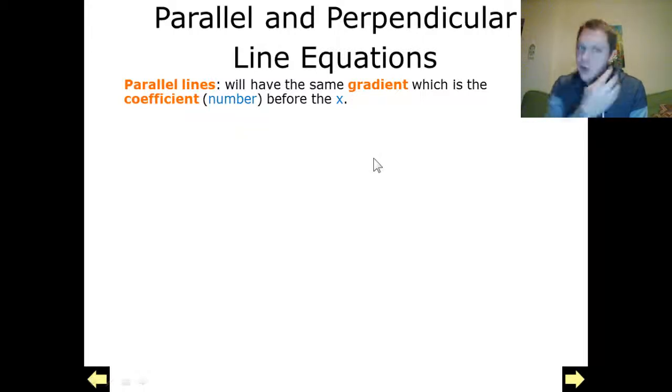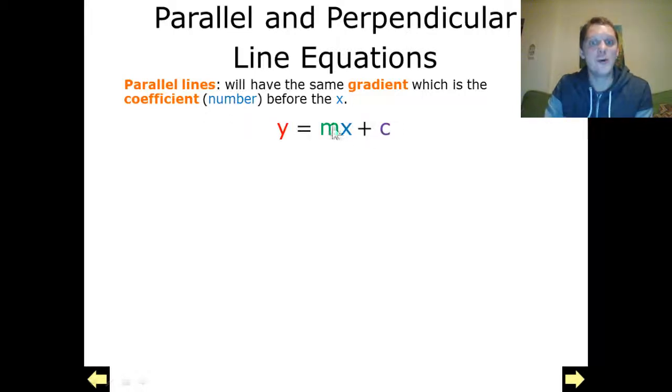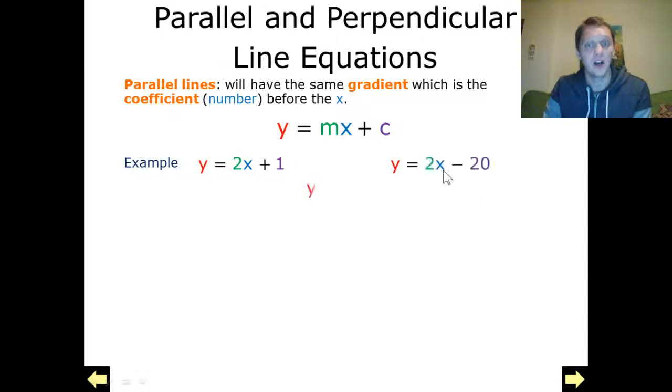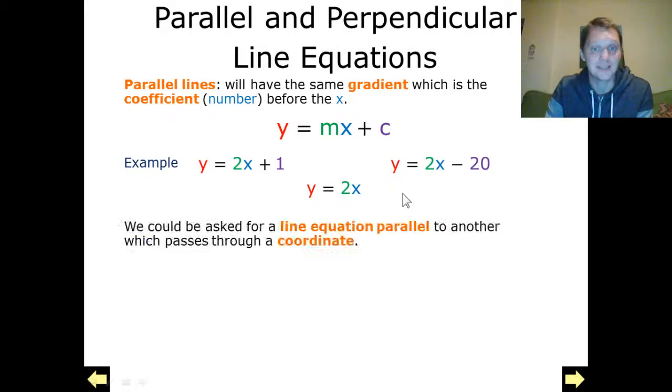We could also be asked to give a line equation which is parallel to the original line equation. For this, we've just got to remember that our gradient needs to be the same. So what we're actually saying is that our number before the x has got to be the same. Here's my line equation, y equals mx plus c. This number needs to be the same for the lines to be parallel. For an example, I've got y equals 2x plus 1. I could give y equals 2x minus 20. I could even give y equals 2x. Both of these would be parallel to this because of our number before the x.